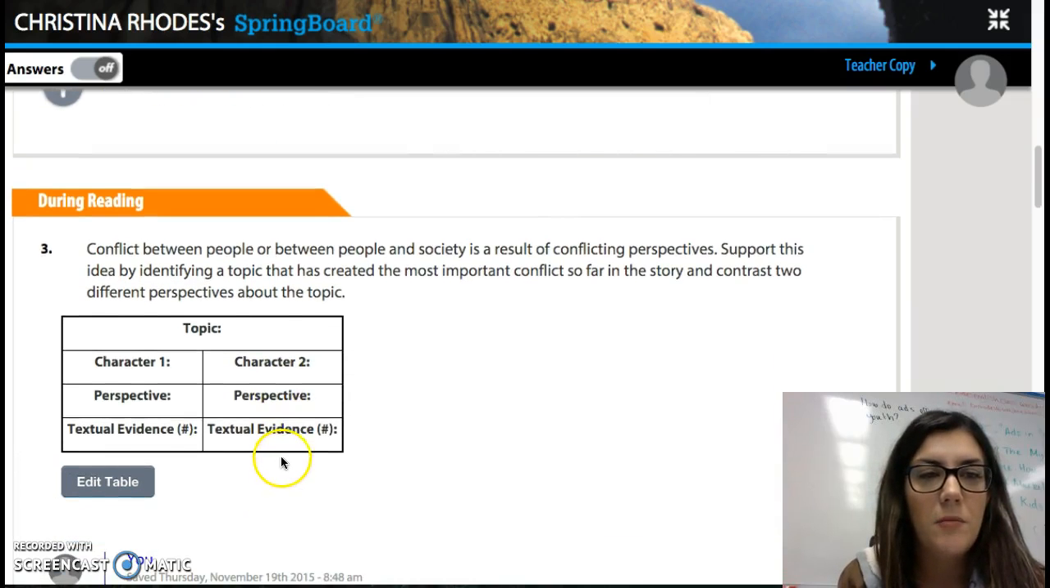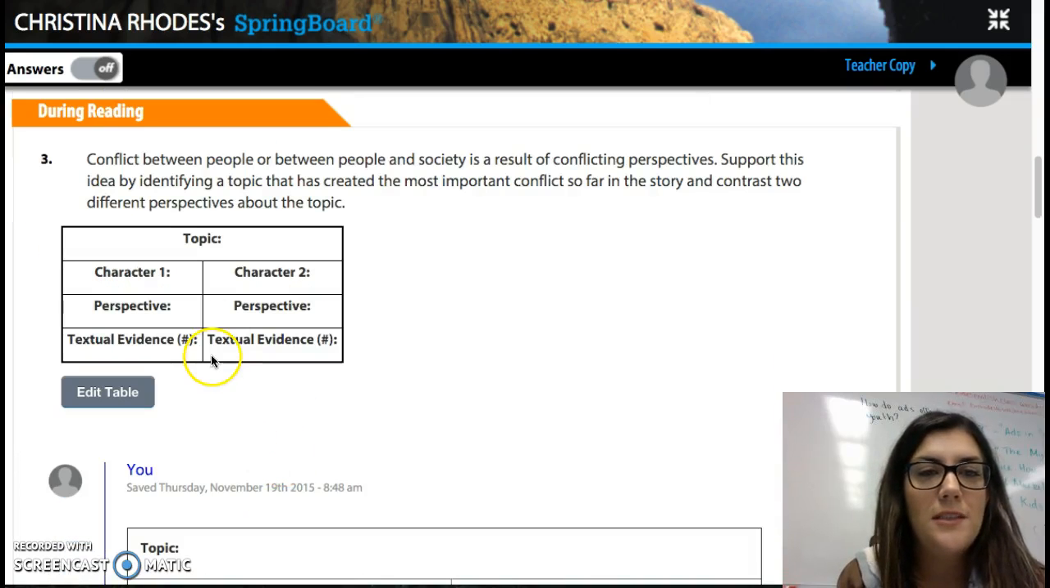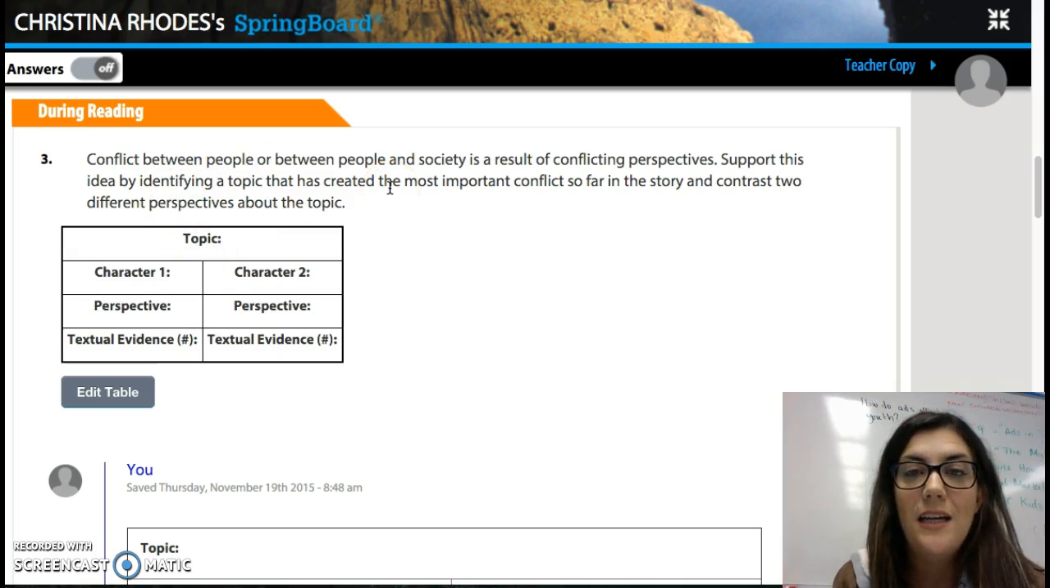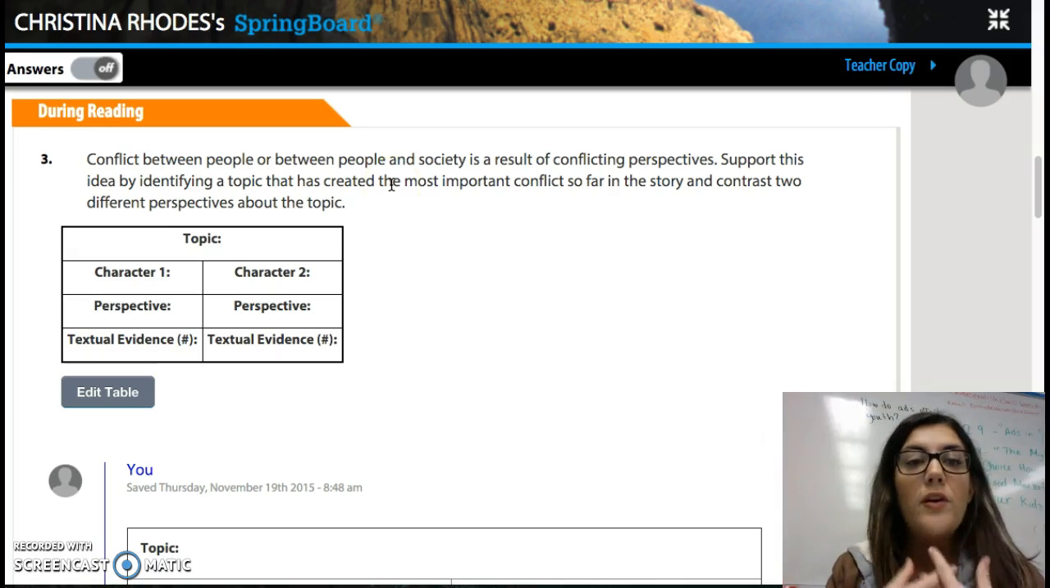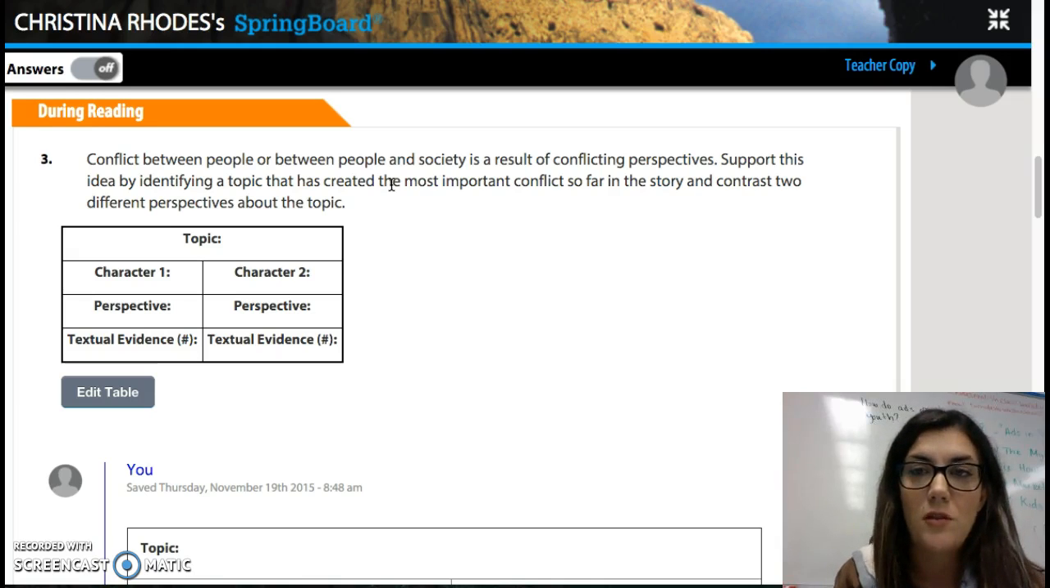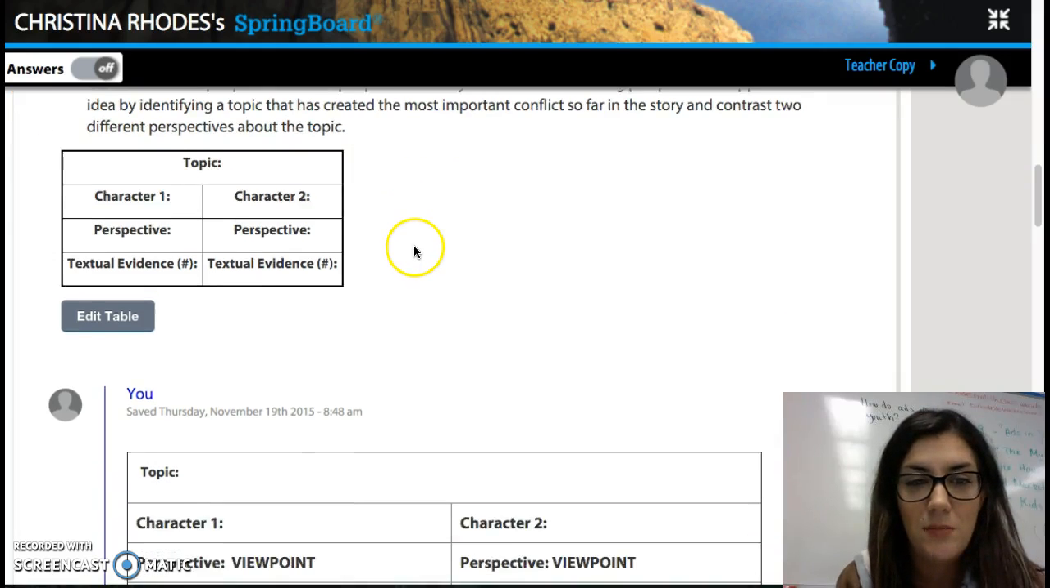Then during reading, number 3, we're going to be discussing conflict between people or between people and society. It's a result of conflicting perspectives. When you have a viewpoint on something and someone else views it differently, you have a conflict. You're fighting with that person, so you're going against them. Support your idea by identifying a topic that has created the most important conflict so far in the story and contrast 2 different perspectives about the topic.